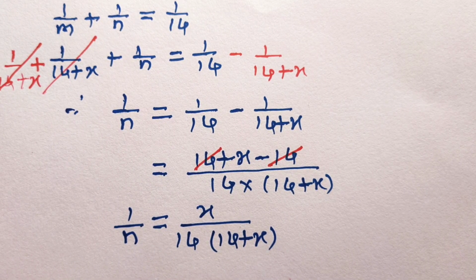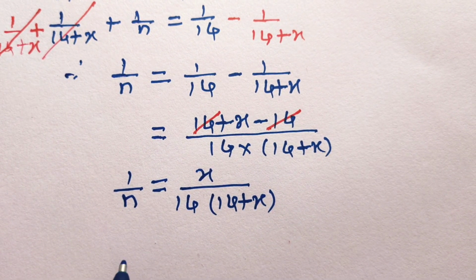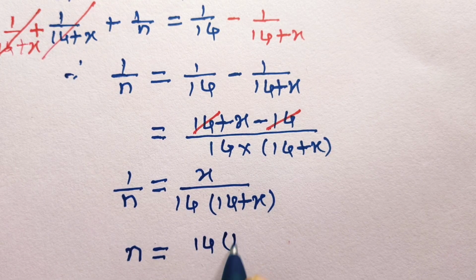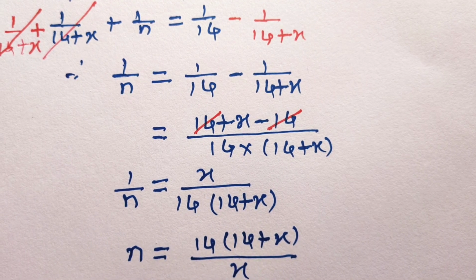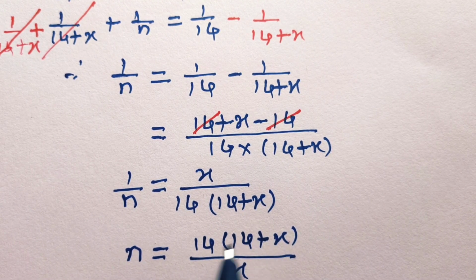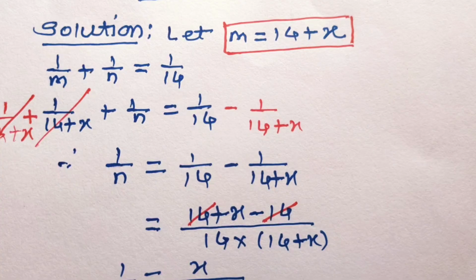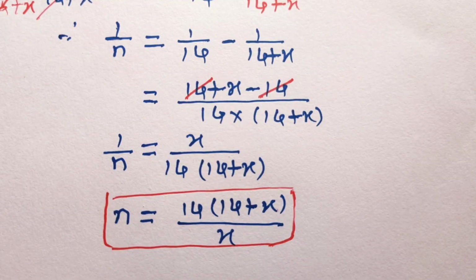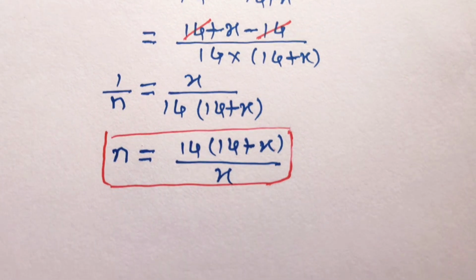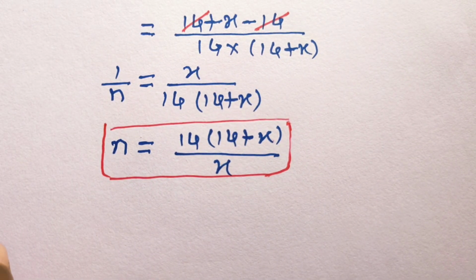Now taking reciprocal on both sides, reciprocal of left hand side, that will be n, and reciprocal of right hand side will be 14 into 14 plus x divided by x. So n in terms of x is this one, and our assumption is m is equal to 14 plus x. Now let us find m plus n.